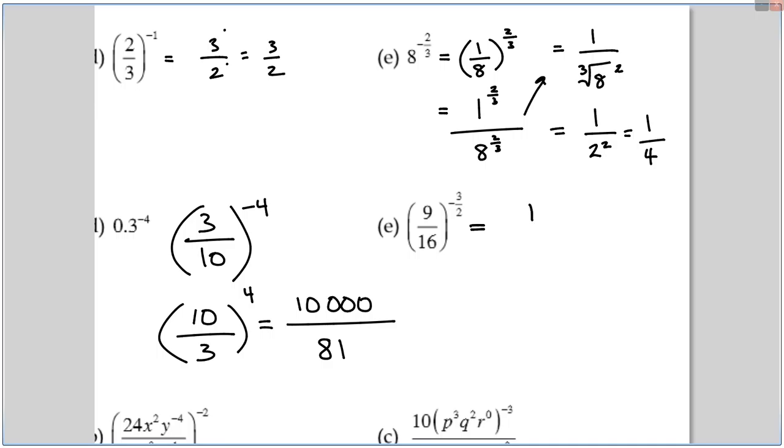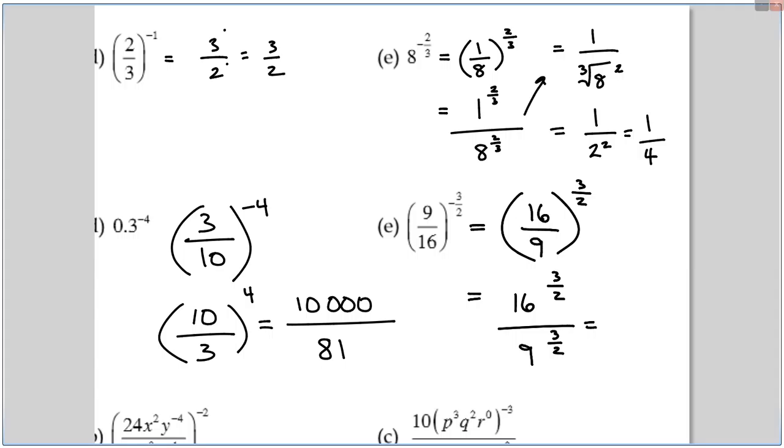Okay, next one. So 16 over 9. I just flip it and get rid of the negative. That's a skill you got to know. Reciprocate, get rid of the negative. Okay, that's what I figured. Now, apply the power to both. We apply the power to both.